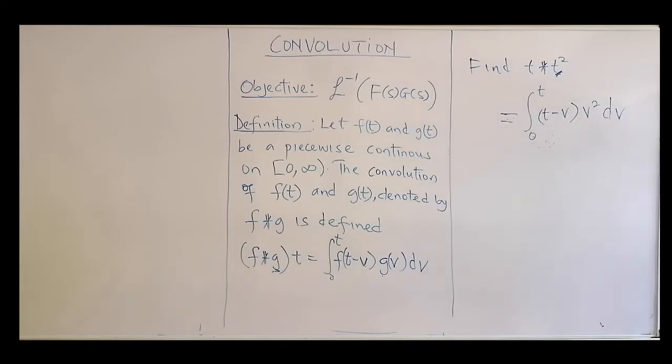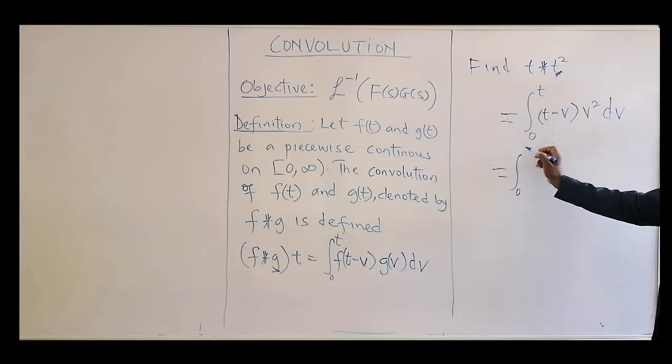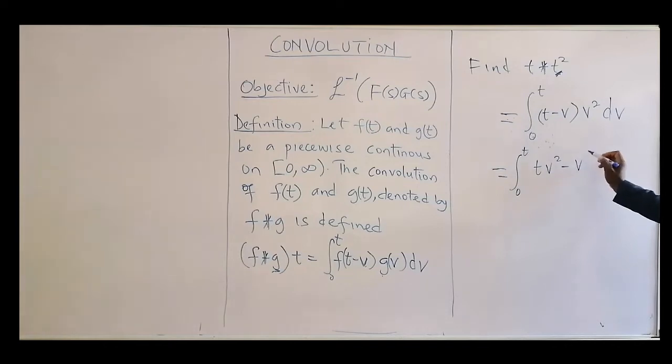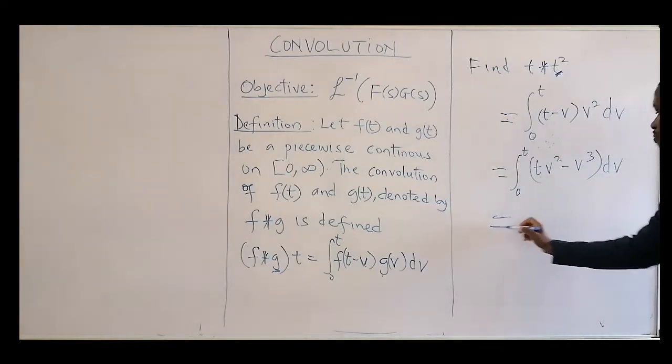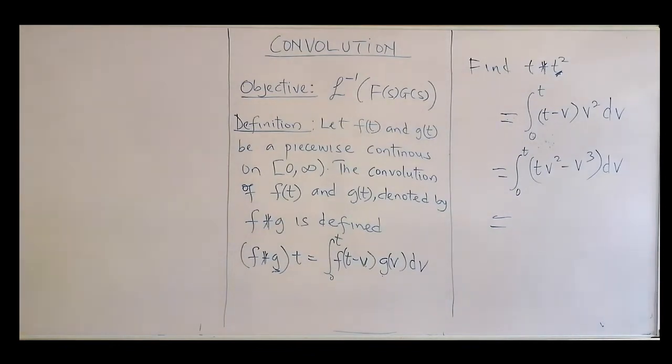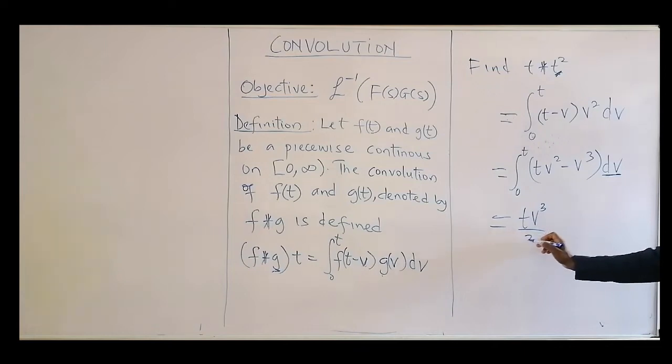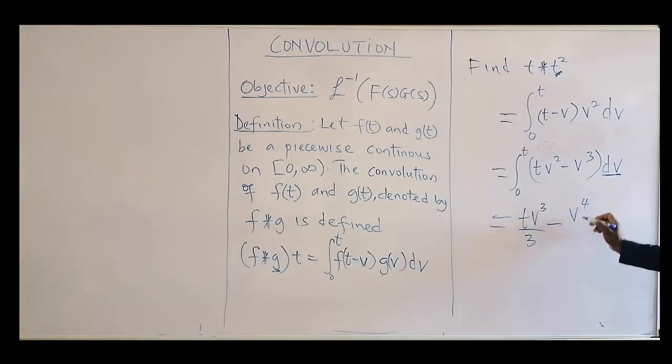So the next thing to do is expand this, which means from 0 to t, there will be t v squared minus v cubed dv. Now you integrate. Your t is just a constant because you are integrating with respect to v. That will be t v cubed over 3, then minus v to the fourth over 4. Then you put in your upper boundary and lower boundary.